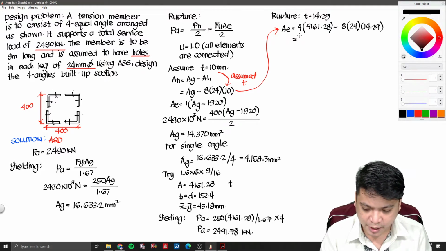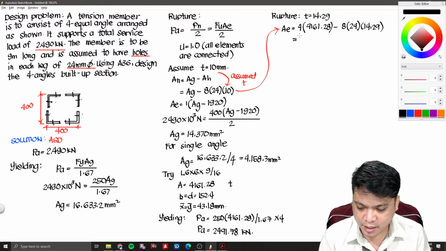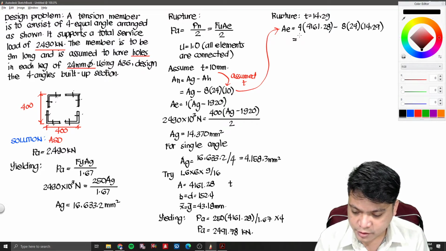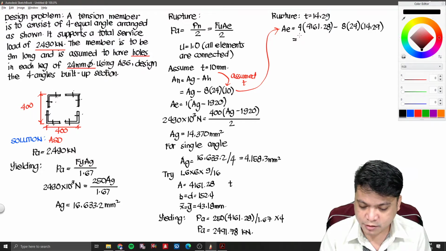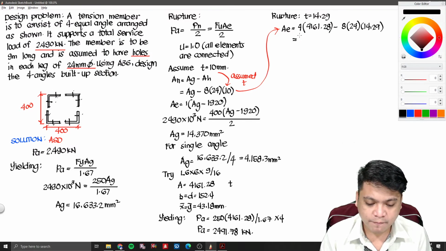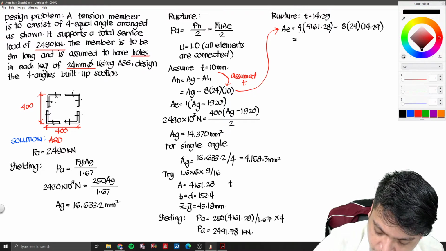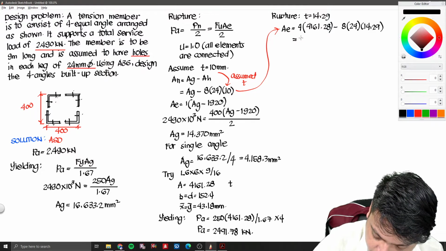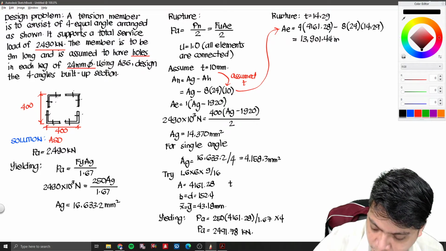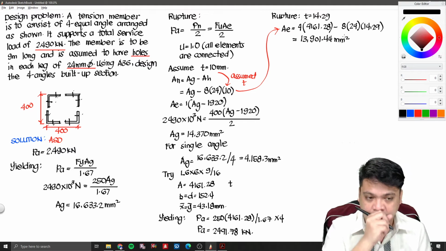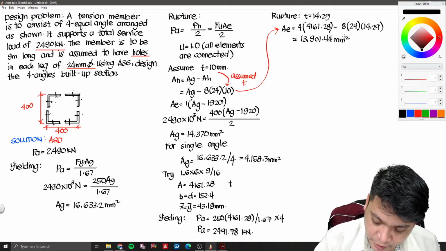So, four angle bars. So, the gross area is 4 times 4161.28. Then we subtract the 8 holes: 8 times 24 times 14.29. So, you will have here the net area equals 13,901.44 mm squared. Okay? Next.